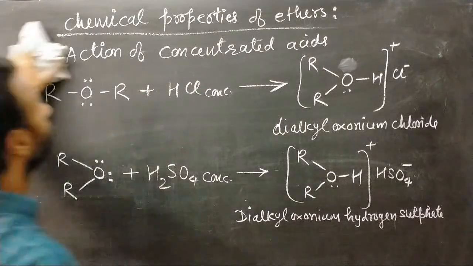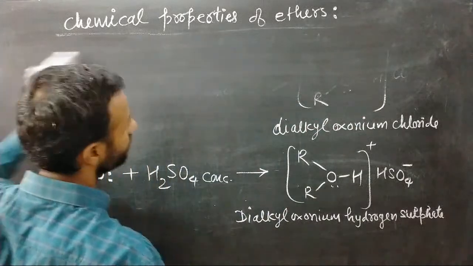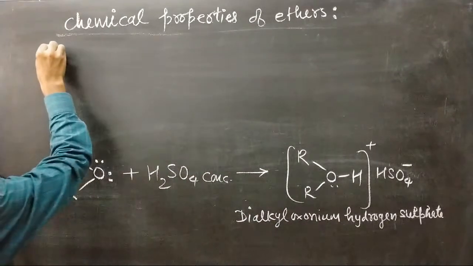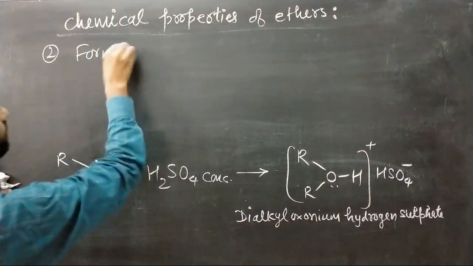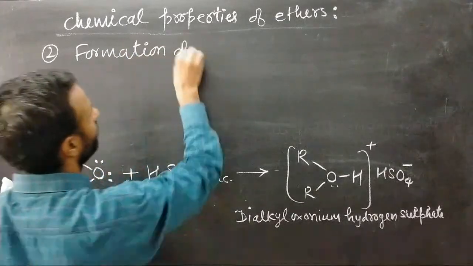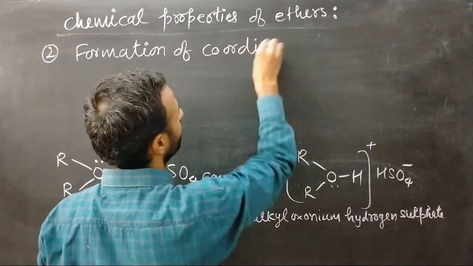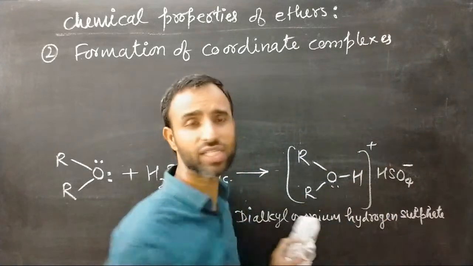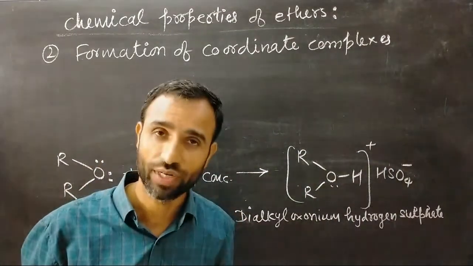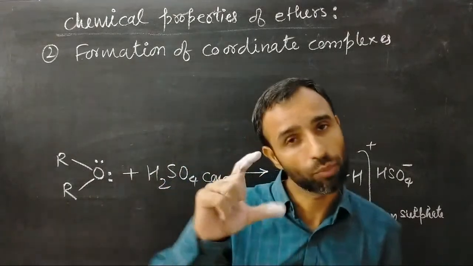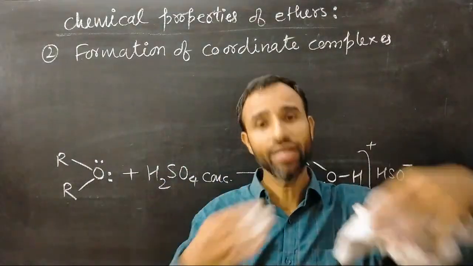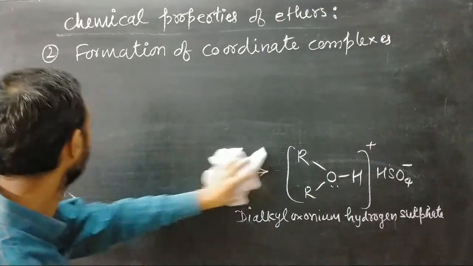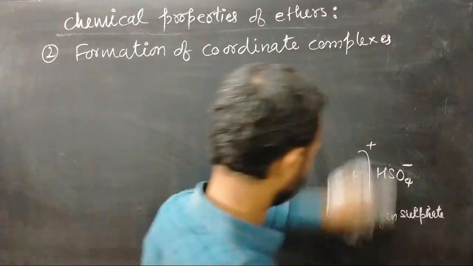Now second is formation of coordinate complexes. You know, in many cases we use ether as a solvent because ether has lone pairs, so ether can join the molecules by coordinate bond and keep them in the solution.